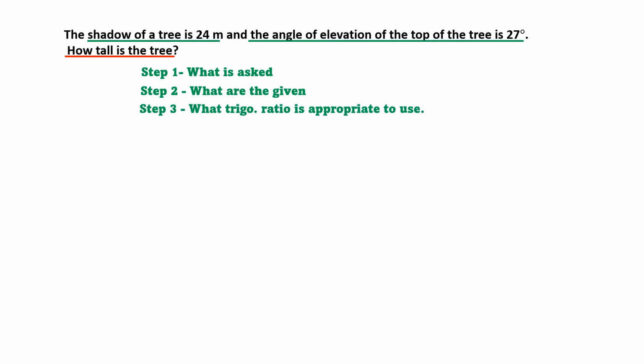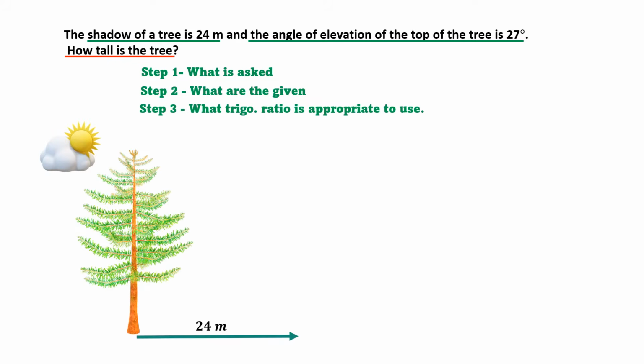Next, the third step. What trigonometric ratio is appropriate to use? Let's draw the figure of the word problem, so that we can visualize. Based on the word problem, there is a tree that has a shadow of 24 meters, with an angle of elevation of 27 degrees from the eye of the observer to the top of the tree. The word problem is looking for the height of the tree. Therefore, the height of the tree is unknown, or let's write it as x. There you go. This is the figure of the problem.